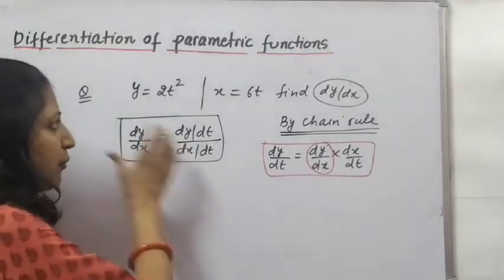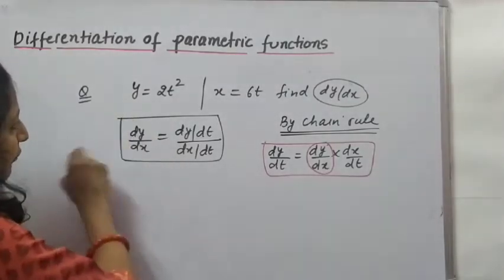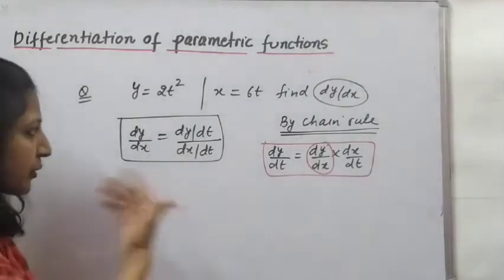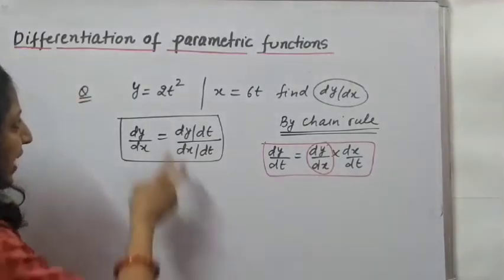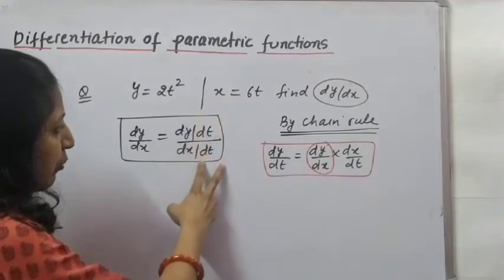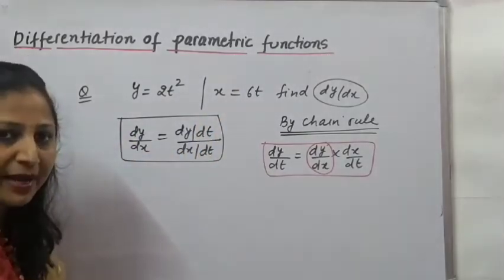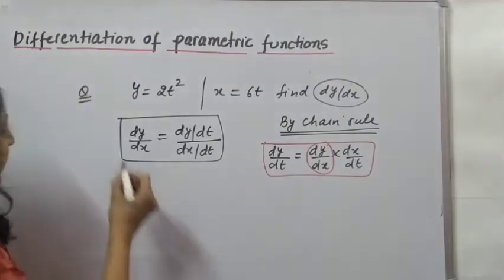So we will use this formula to find the value of dy by dx. First of all, what to do? First we will find dy by dt, right? Then dx by dt, and then put the values in this formula, and we will get our required value, that is dy by dx. So let us start our question.